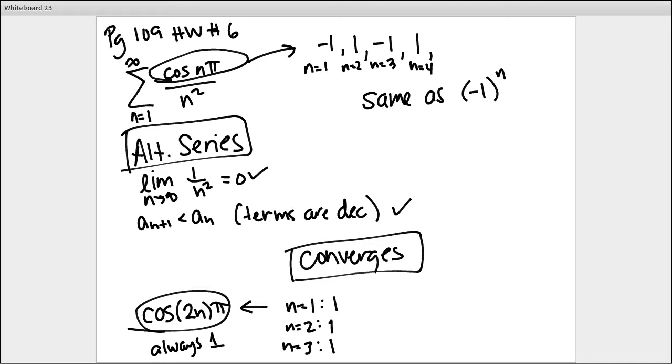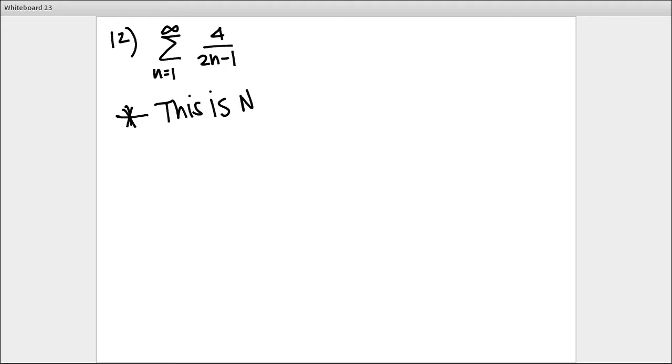I want to make sure that you know the difference between, which one was the good one? Let's see. Oh yeah, let's look at number 12 on that worksheet. It says 4 over 2n minus 1. All right. Now listen, this is important. Super important. This is not a harmonic series.